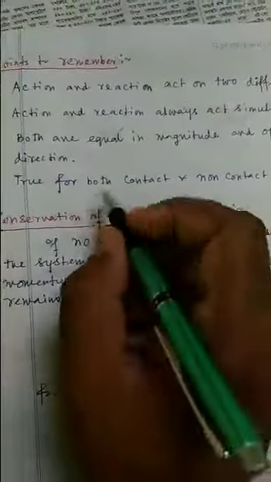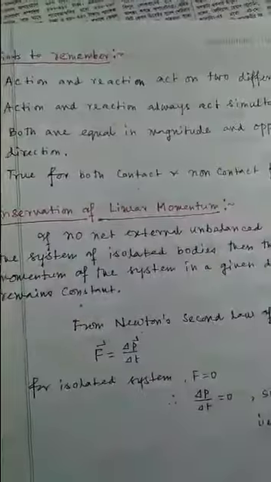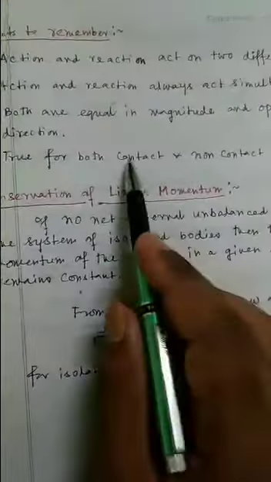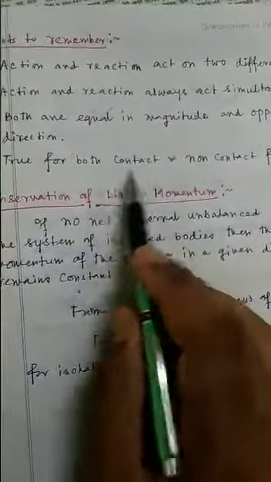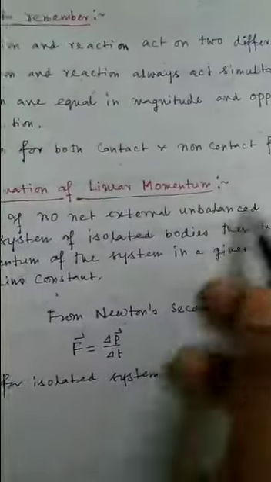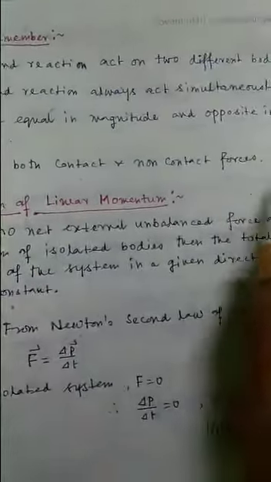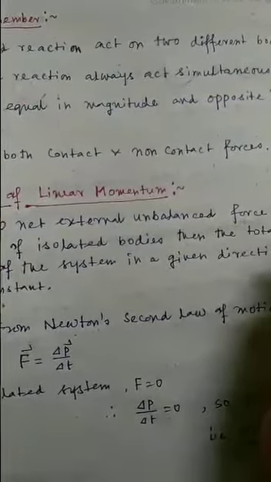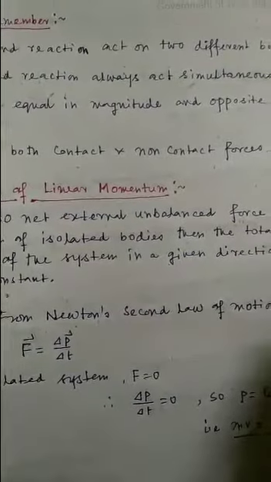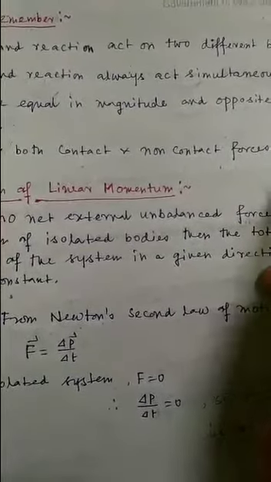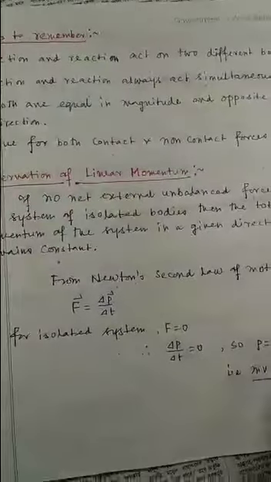Contact forces include frictional forces, push and pull. Non-contact forces are, for example, gravitational forces, magnetic forces, and electrostatic forces. In all these cases, Newton's third law is valid. Clear?